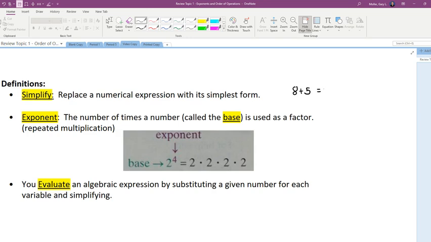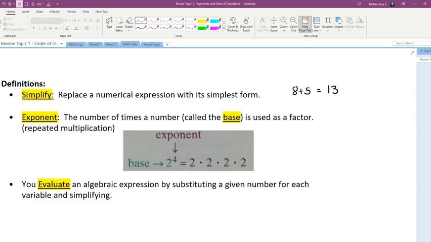In other words, do the math that you can do. And 8 plus 5, of course, is 13. So I've simplified that mathematical expression, 8 plus 5 equals 13. Now, obviously, that's a very trivial, simple example of what simplify means, but it is a good start for us.